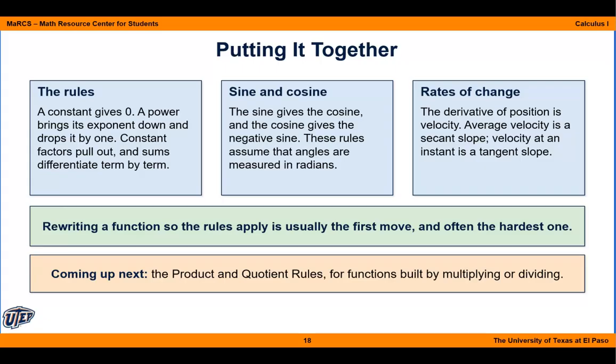A derivative also represents an instantaneous rate of change. For a position function, the derivative is velocity. Average velocity is a secant slope, while velocity at 1 instant is a tangent slope. In the next lesson, we will extend these ideas with the product and quotient rules for functions formed by multiplication and division.